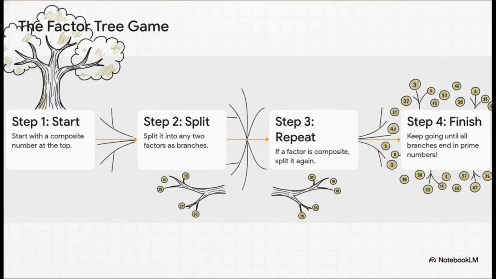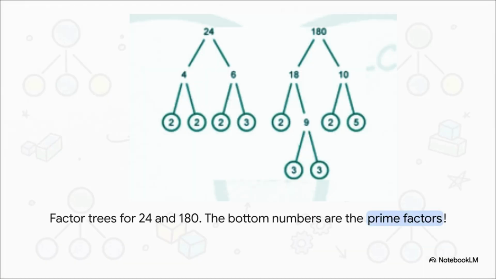So here's how you play. It's super simple. First, you put a composite number right at the top. Then, you split it into any two numbers that multiply to make it, and those are your first branches. Now, here's the key. If either of those branch numbers is still composite, you have to split it again, and you just keep going down and down until every single branch ends in a prime number. Easy, right? Let's try one together, okay?